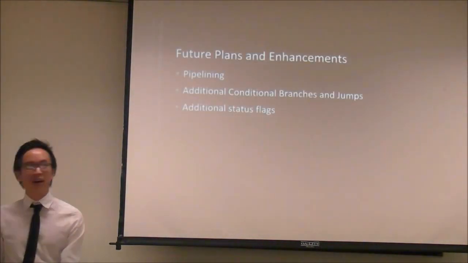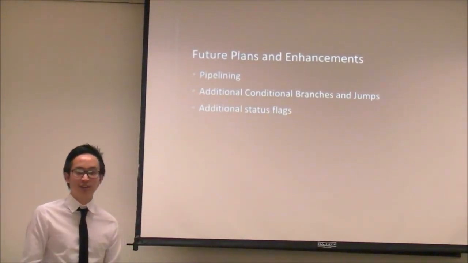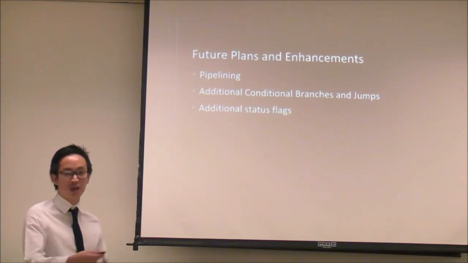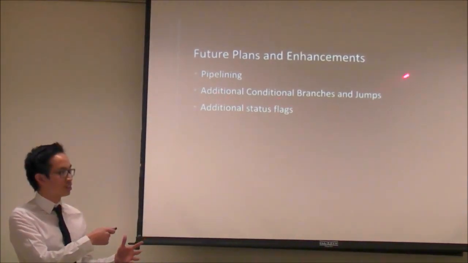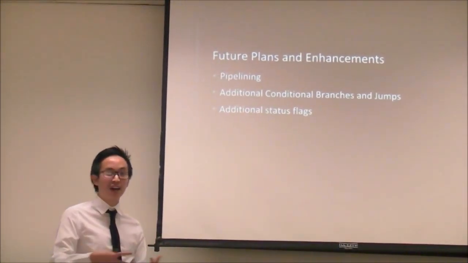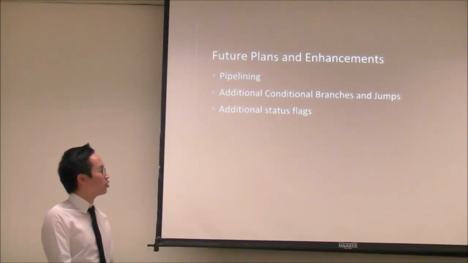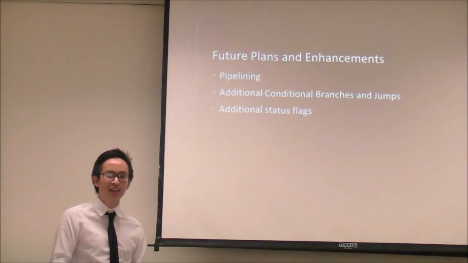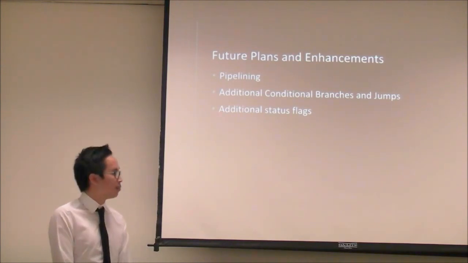And then talking about our future plans and enhancements, obviously we'd like to pipeline our processor because it would increase our throughput drastically, since you'd be able to decode instructions, perform ALU operations, and also write to memory or the register file simultaneously. And we'd also like to add conditional branches. I know some other groups decided to do branch if overflow, branch if carry, and other types of jumps, which would be nice as well. And maybe additional status flags for exception handling, like say a divide by 0 occurs and you want to handle that exception.